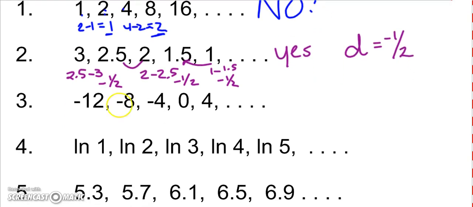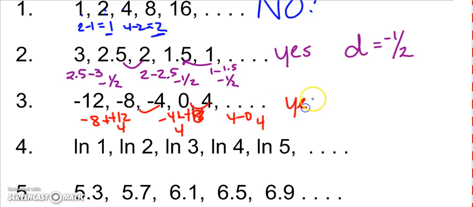If we check this one, negative 8 minus a negative 12 is going to end up being 4. Negative 4 minus a negative 8 is going to be equal to 4. 4 minus 0 is equal to 4. So yes, this is arithmetic with a difference of 4.